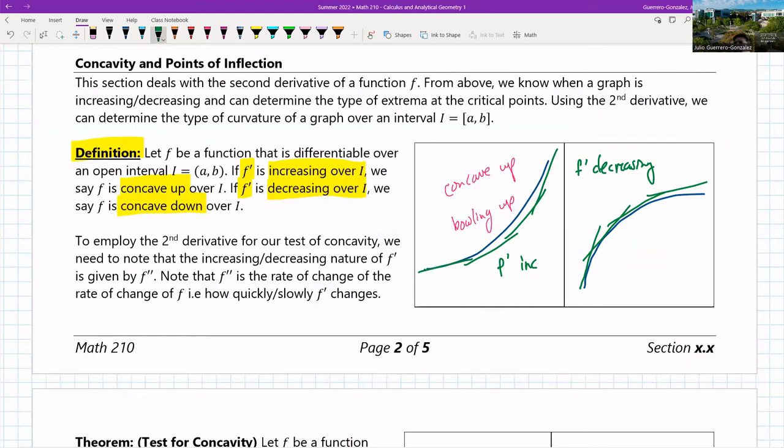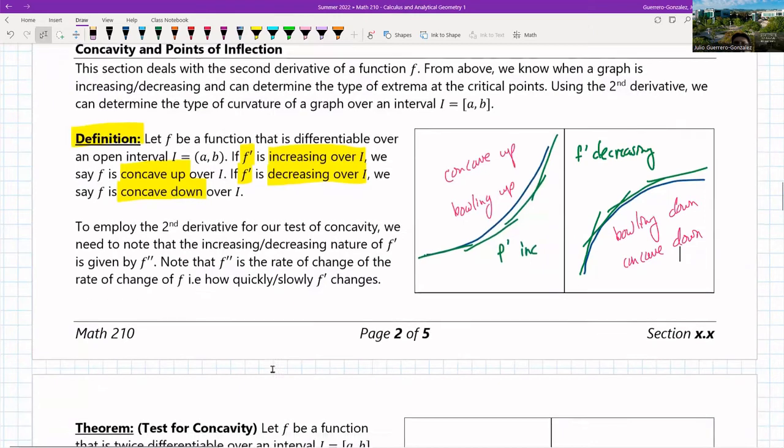And notice what's happening to our graph, our blue line. It's bowling down. So this means it is concave down. Okay. That's it. That's all it is. Just interpreting slopes of tangent lines.